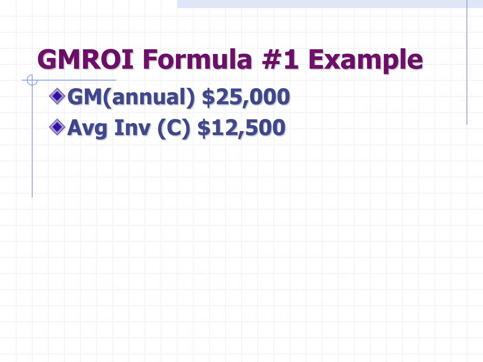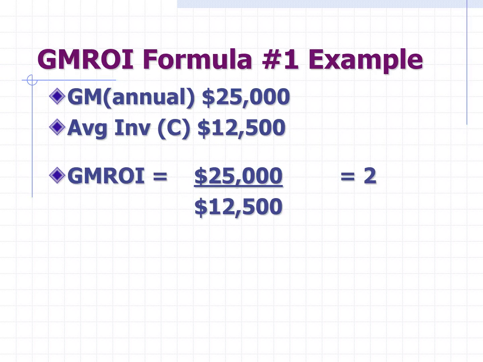Alright, so here's a simple example. Let's use formula number one, which was gross margin dollar over average inventory at cost, to work on this problem. Okay, so let's take a look at the answer. Gross margin was $25,000, annual gross margin, so $25,000 over average inventory at cost, what was given in the problem. So straightforwardly, you divide the gross margin by average inventory at cost. So GMROI was 2, right?